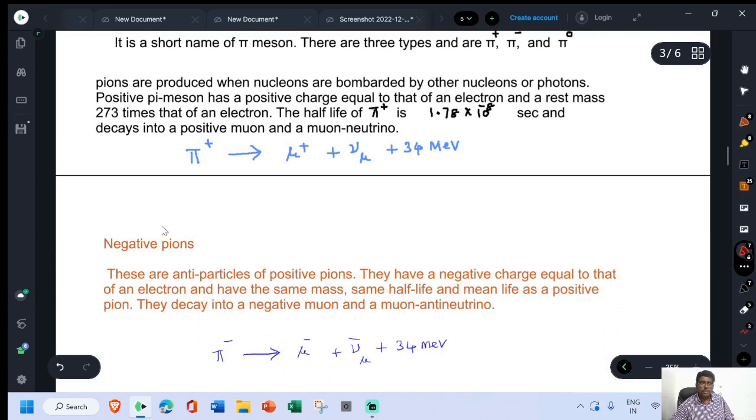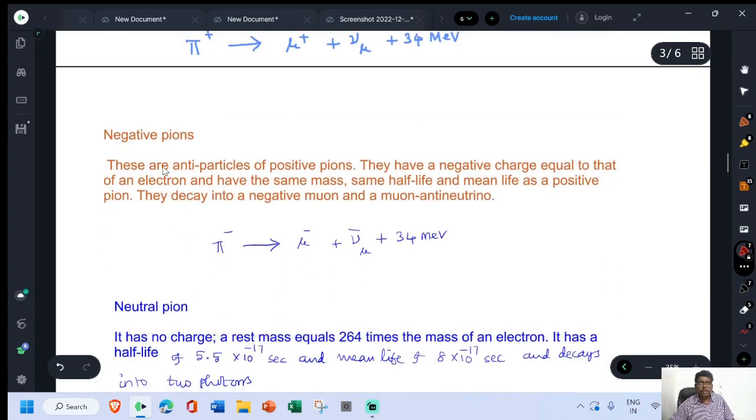Next classification is negative pions. These are antiparticles of positive pions. They have a negative charge equal to that of an electron and have the same mass, same half-life and mean life as a positive pion. This is a decay process of negative pion.